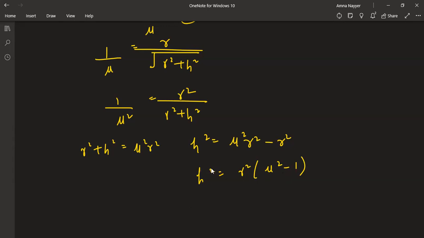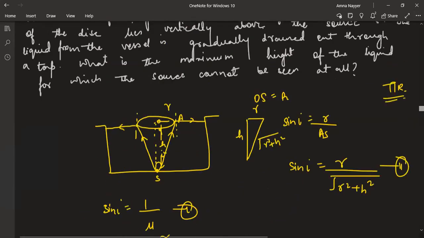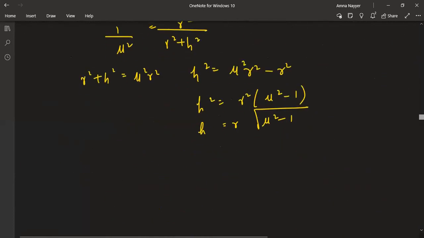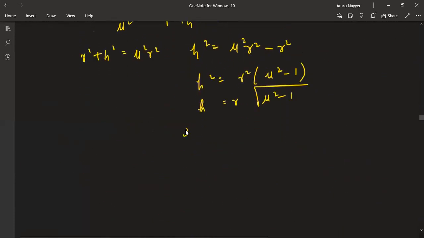Take the root, because we do not need H square. We just need H, we need R, we need mu. We do not need the squares of all these terms. So that makes H equal to R under root mu square minus 1. Now the refractive index you have is 5 by 3, and the radius is also given, 1 centimeter. Just these two pieces of information were provided to you. Now you have the relation.